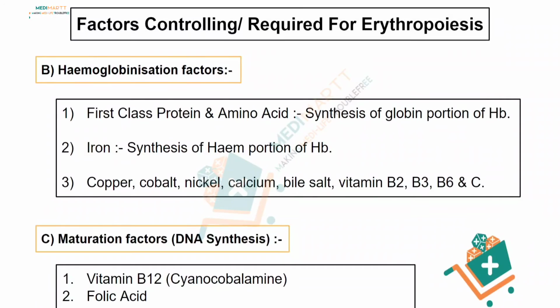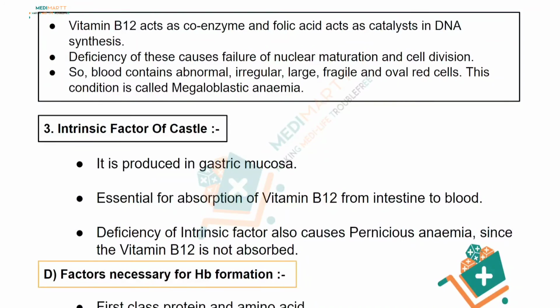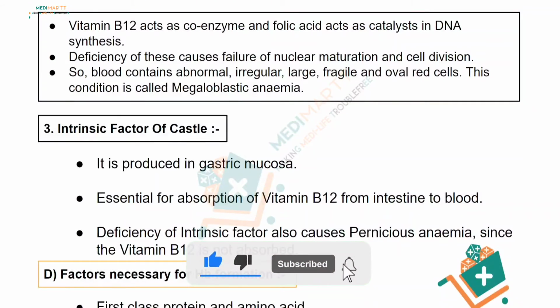Now there are some maturation factors which help in DNA synthesis, and those are vitamin B12, also called cyanocobalamin, meaning the other name of vitamin B12 is cyanocobalamin, and the other maturation factor is folic acid. So this was about the maturation factors. Vitamin B12 acts as a coenzyme in DNA synthesis, and folic acid acts as a catalyst.